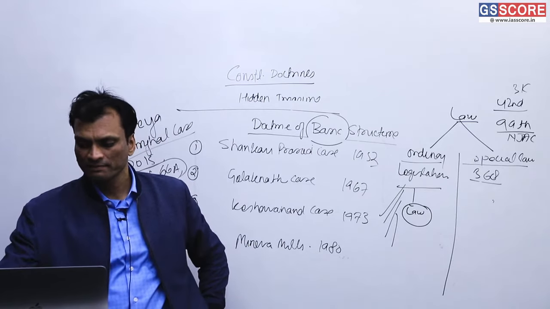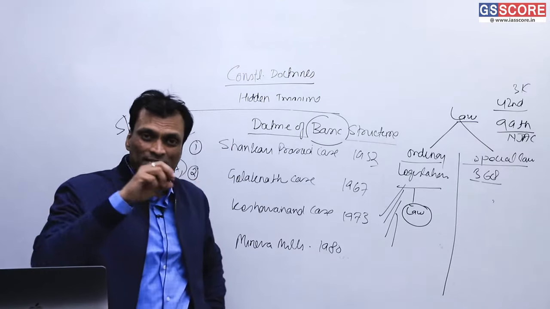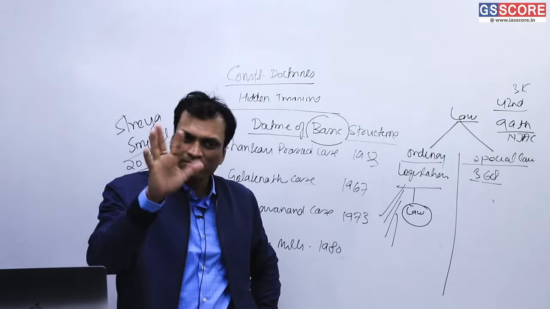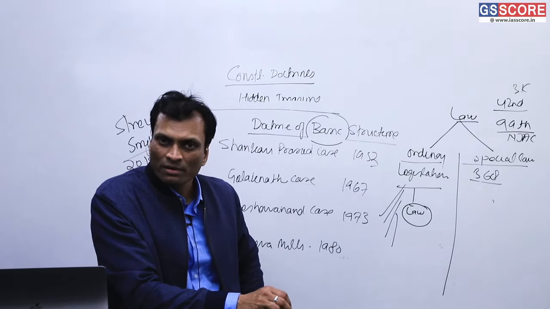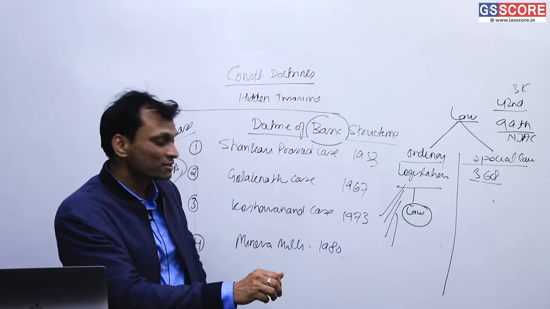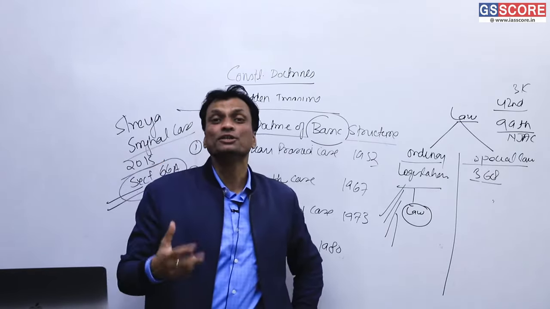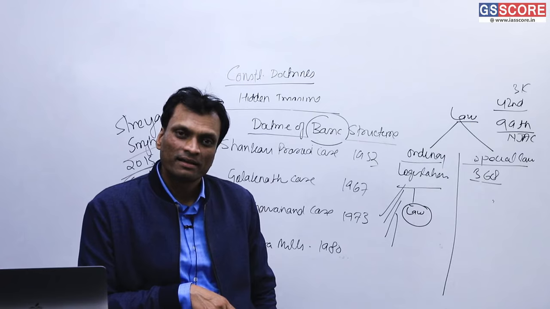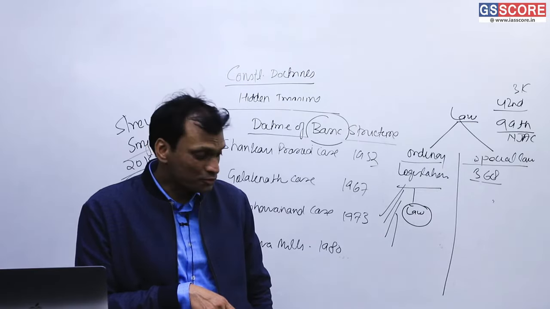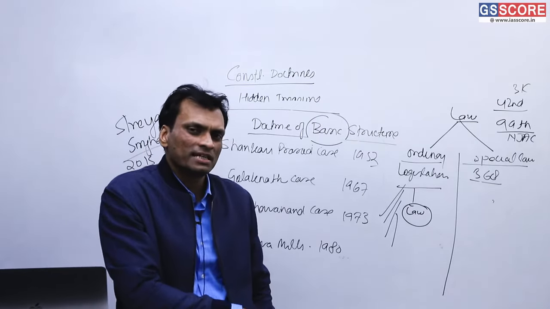What did it confirm? It confirmed the basic structure. So even if there was any possibility in the mind of anyone that maybe the Supreme Court went overboard with basic structure, Minerva Mills said, no, we are fine. And with this came an entirely new thing in the Indian judicial system. You know what happened after that? Judicial activism. And you should not be surprised that the 1980s and 1990s are the golden years of judicial activism in India.